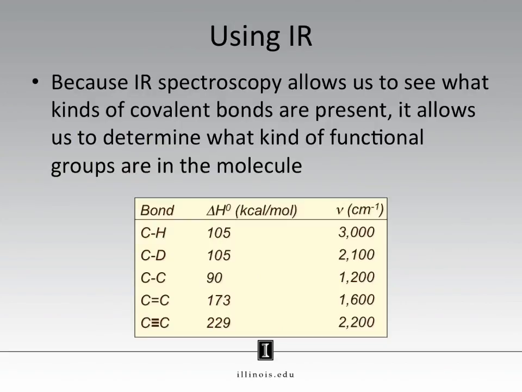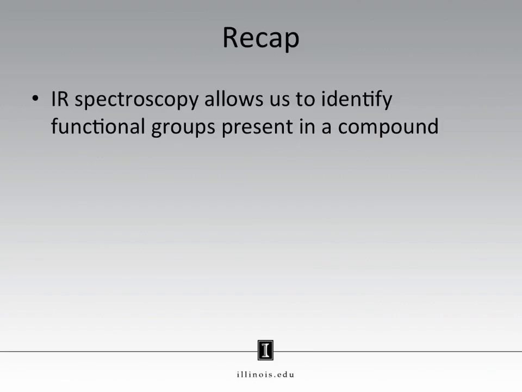The payoff here is that because infrared spectroscopy allows us to see what kinds of covalent bonds are present within a molecule, it allows us to determine what kinds of functional groups are present in the molecule. For example, if you look at this table, if my infrared spectrum has an absorbance at 2200 wave numbers, that means I know I have a C-C triple bond in my molecule. I have an alkyne. We will talk more about common absorbances and how we can use them in structure determination in the next webcast. But for now, we have reached the end of this webcast.